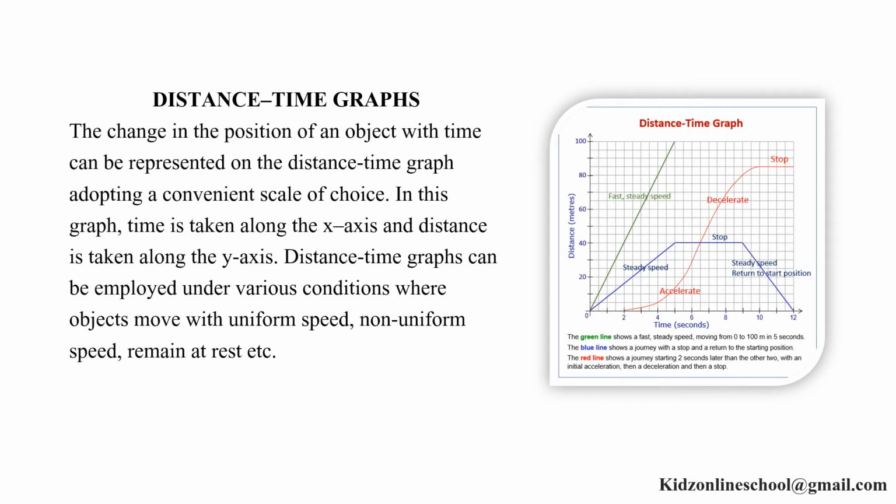Distance time graph. The change in the position of an object with time can be represented on the distance time graph adopting a convenient scale of choice. In this graph, time is taken along the x-axis and distance is taken along the y-axis. Distance time graph can be employed under various conditions where objects move with uniform speed, non-uniform speed, remain at rest, etc.